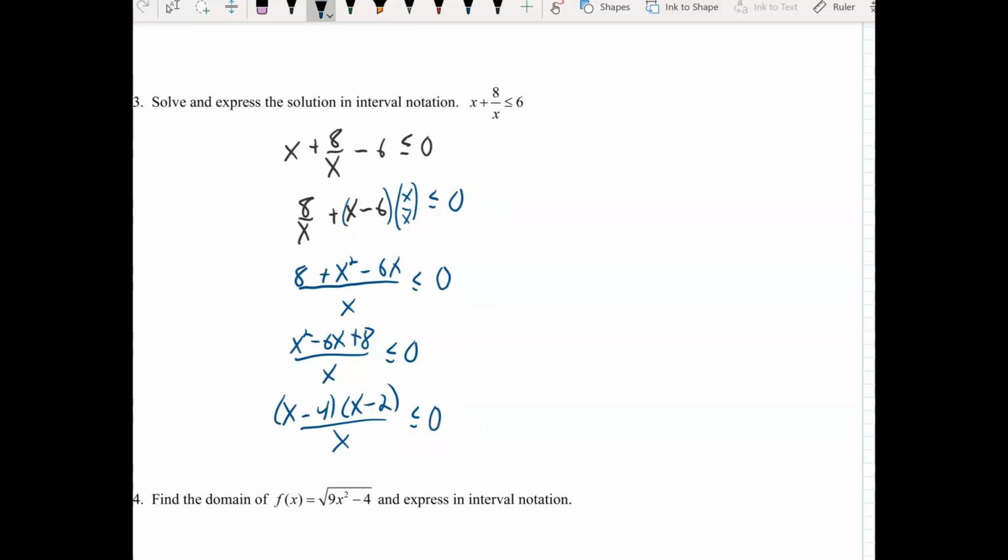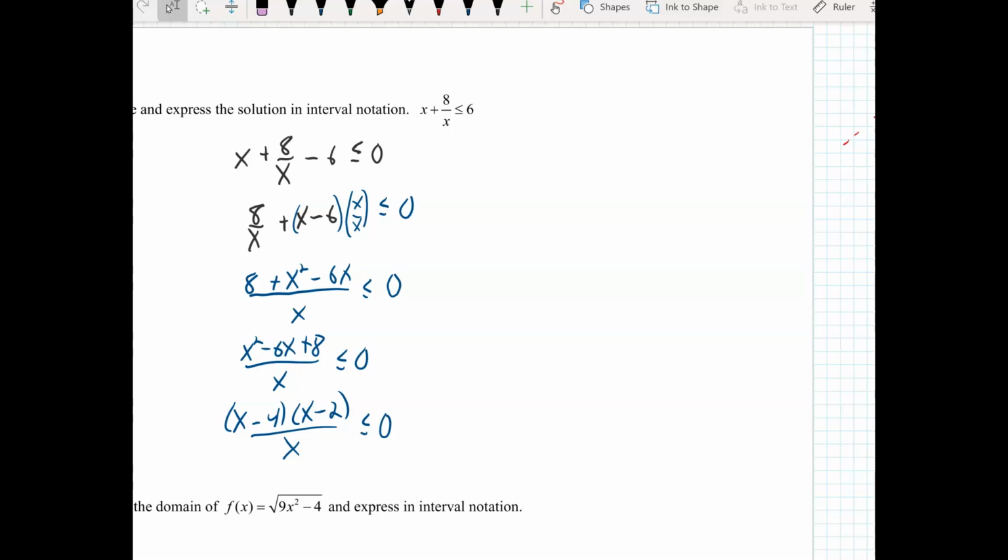Okay, now we're ready to start thinking about our critical points and analyzing this as a rational function. We'll get a number line, we'll do a sign chart, and all that fun stuff. Our critical points are going to be what makes the zeros, so it's going to be 4 and 2. And then also whatever's undefined, so the exclusions from the domain, and that's going to be 0.